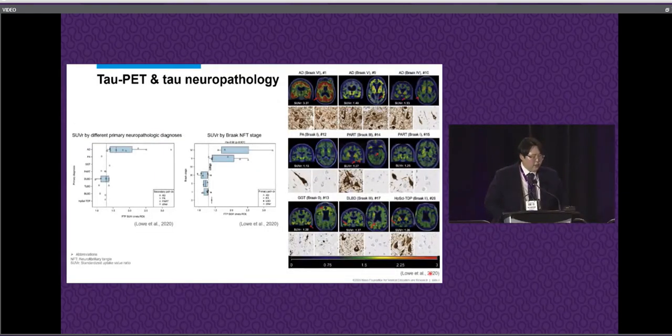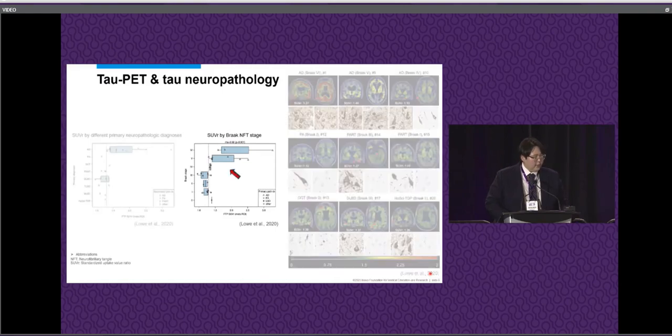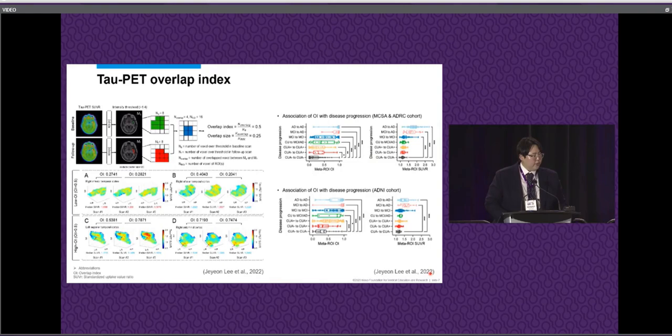In terms of molecular imaging, tau PET imaging is very important to look into tau accumulation in the brain. There was a study to investigate the association between tau PET and tau neuropathologic findings. The study found that the tau PET signal was associated with Braak stage above 4. Based on the tau PET image, the tau PET overlap index was developed, which is a method to show spatial consistency by overlapping the baseline scan and follow-up scan.